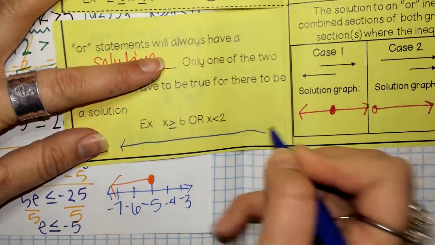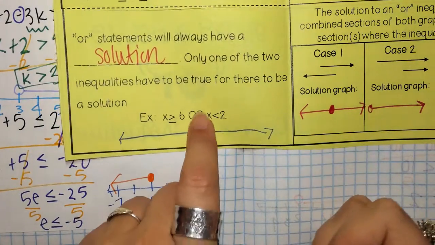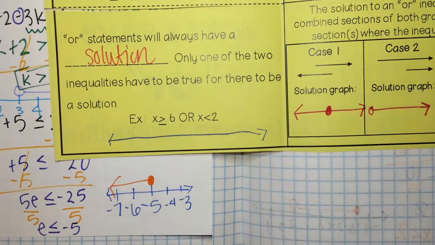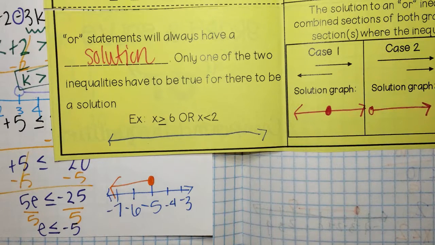Draw a number line. So we are going to draw this example so that we can see what an OR inequality looks like.